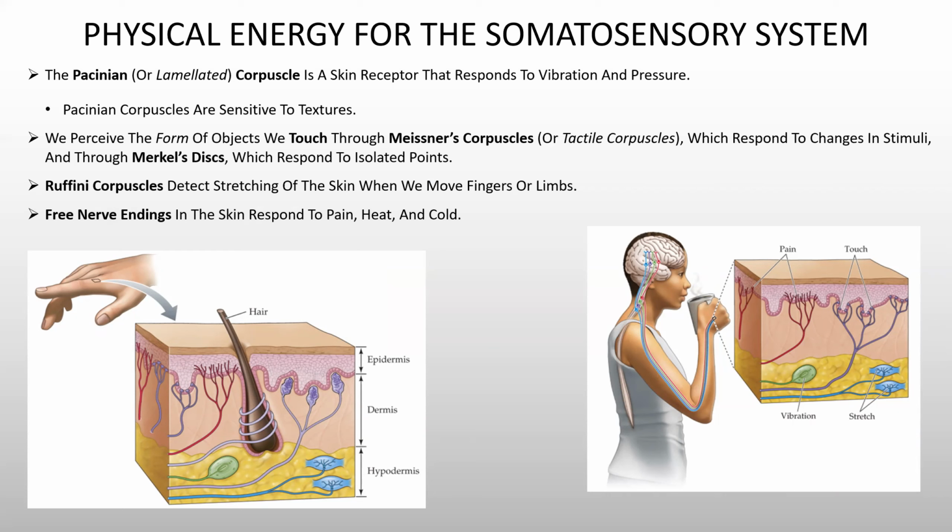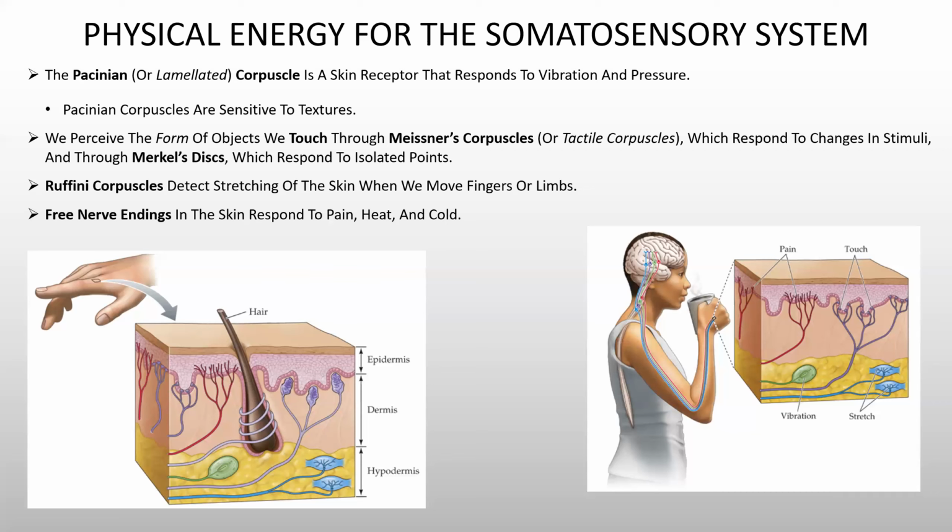Okay. We perceive the form of objects we touch through Meissner's corpuscles, which respond to changes in stimuli, and through Merkel's discs, which respond to isolated points. Okay. Ruffini corpuscles detect stretching of the skin when we move fingers or limbs. And you'll see the example there for the stretch in the figure. And then free nerve endings in the skin respond to pain, heat, and cold.